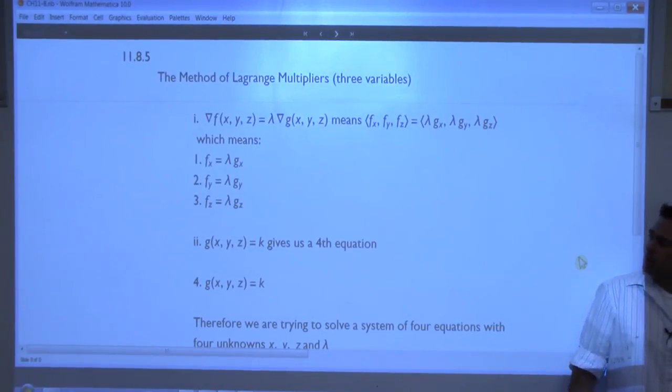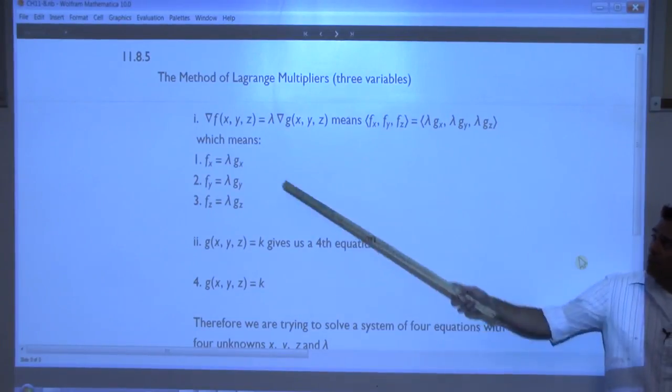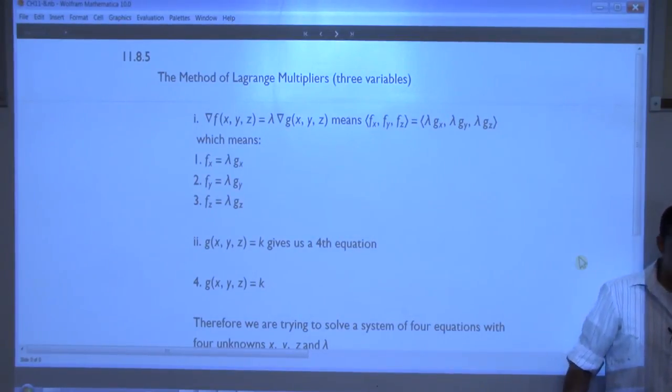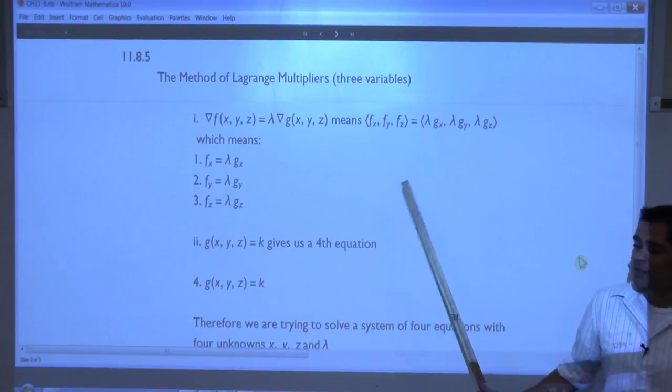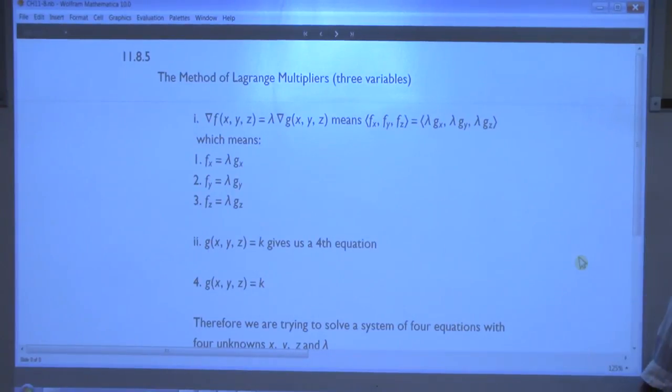And this method actually extends out. You can go further than a function of 3 variables. You can go to a function of 4 variables, 5 variables. That's what makes it so powerful. And then, as you'll see at the end, you can have more than one constraint also.